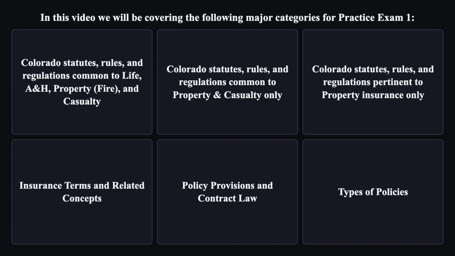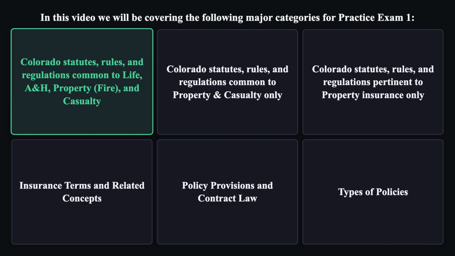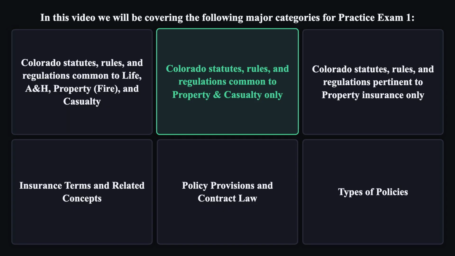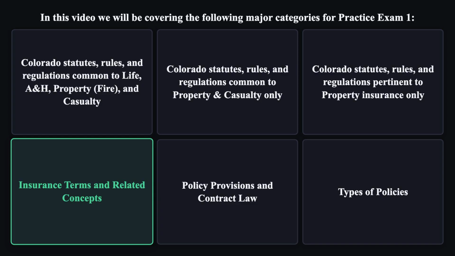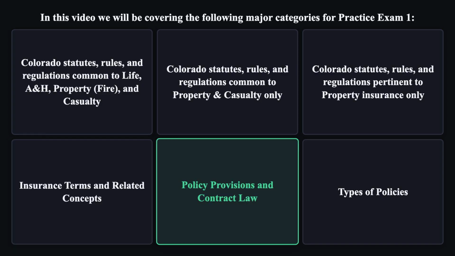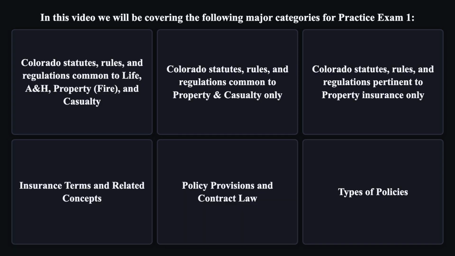In this video, we will be covering the following major categories for Practice Exam 1. Colorado statutes, rules, and regulations common to life, A&H, property, and casualty. Colorado statutes, rules, and regulations common to property and casualty only. Colorado statutes, rules, and regulations pertinent to property insurance only. Insurance terms and related concepts. Policy provisions and contract law. Types of policies.